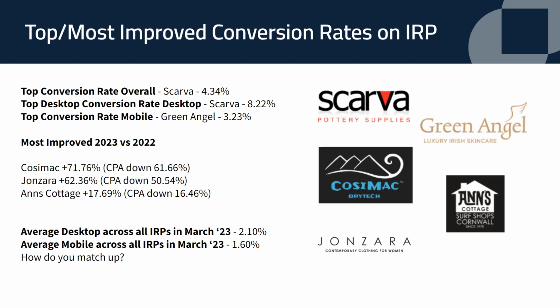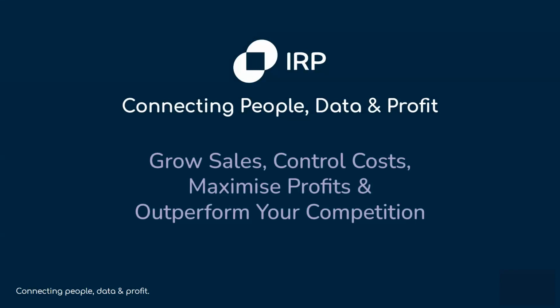Averages, then, in terms of benchmarks of where you start when you've dug into the data in your IRP trader. In March 23, average desktop conversion rate was 2.1%, and average mobile was 1.6%. Across IRP, there are lots of different industries and lots of different merchants. So first of all, look at your industry and look at your average, and this will be the first point to see how you match up. Are you above? Are you below? And then really looking at the content we've covered today, start looking at your messaging, start looking at that user journey through the site, and you will, with your account manager, be able to improve your conversion rate.